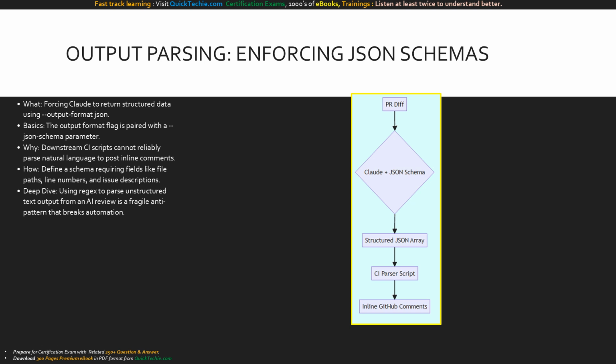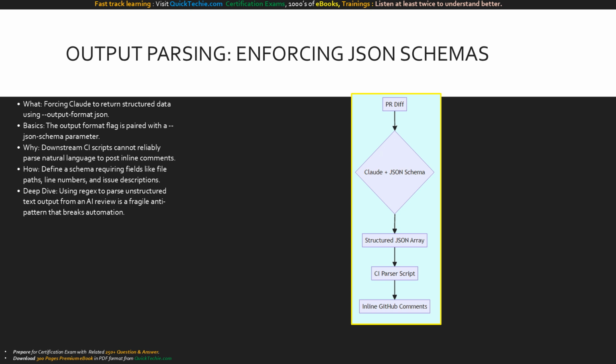Our deep dive reveals that without these flags, attempting to parse Claude's unstructured text output with regular expressions is a severe anti-pattern that will break your automated commenting system. Here we visualize the data pipeline. The PR diff enters Claude alongside our strict JSON schema. Claude complies, outputting a precise JSON array. Your CI script parses this array smoothly, iterating through the structured objects to post highly accurate inline comments back to the developer's pull request.